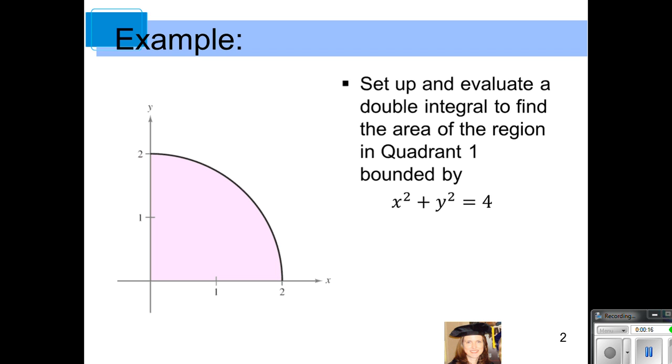Here's an example. You want to set up and evaluate a double integral to find the area of this region in quadrant 1 that's bounded by x squared plus y squared equals 4. Now you can draw vertical rectangles or horizontal rectangles because this is vertically and horizontally simple. If you're drawing vertical rectangles, you would have a bottom y equals 0 to the top y. You would solve this equation for y to get y equals the square root of 4 minus x squared. And then your bounds for x would be from 0 to 2, and you can evaluate a double integral that would give you that area.